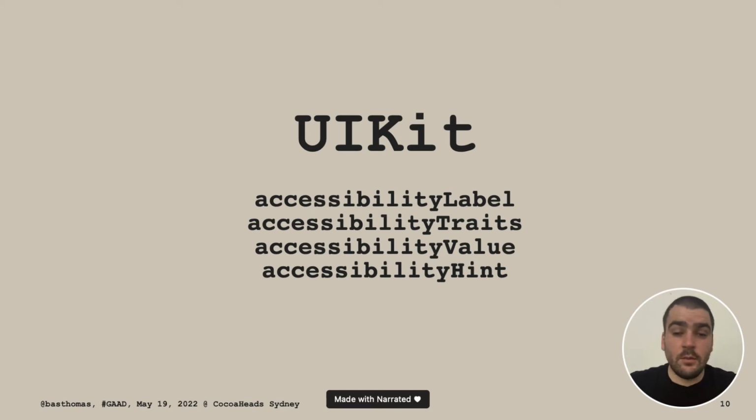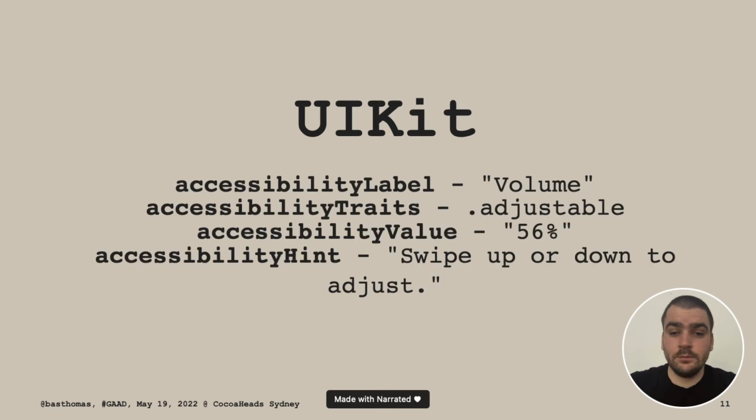And to give you an example, let's go through a slider for a music app. So here we have the accessibility label being volume. We have the traits set to adjustable, and we'll get to that in a moment. We'll have the value set to 56% in this case, and we have the accessibility hint saying swipe up or down to adjust. So this might read out to VoiceOver as something like volume 56% adjustable, swipe up or down to adjust.